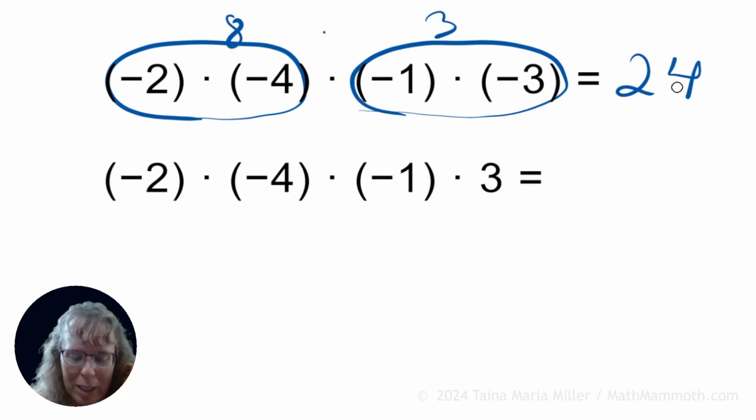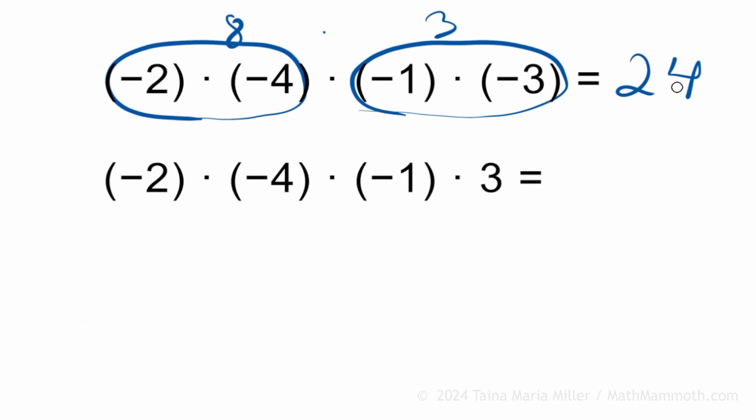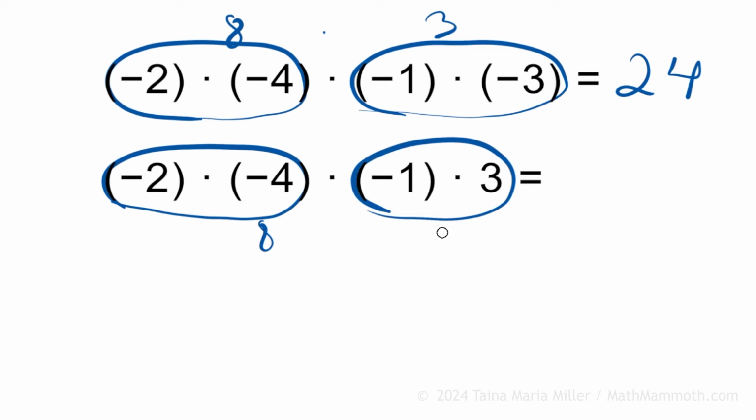And the next one below it is almost the same, okay? But here we have only 3 numbers that are negative and 1 positive. So what happens now? Can you guess? These once again make 8, but these make negative 3. So we get negative 24 as an answer.